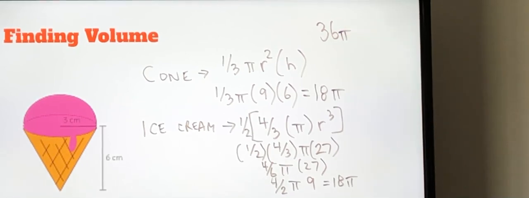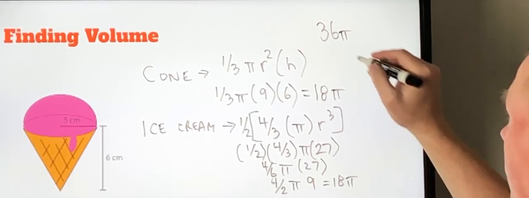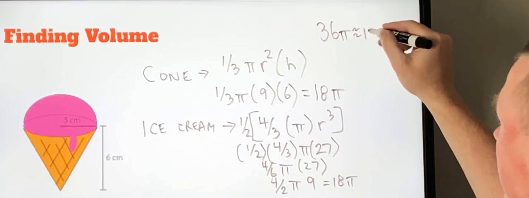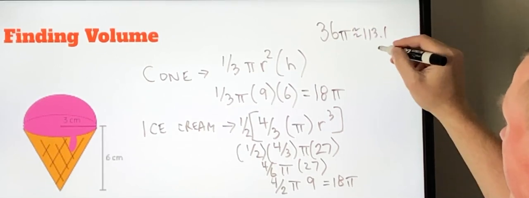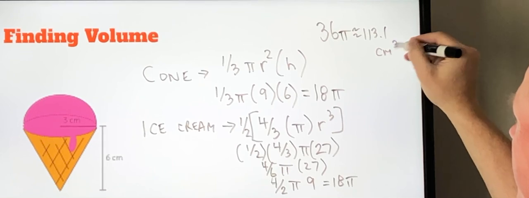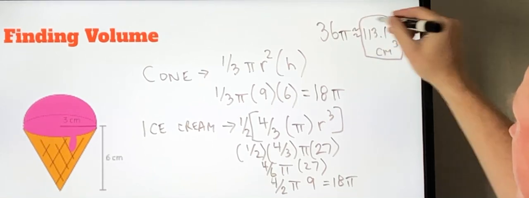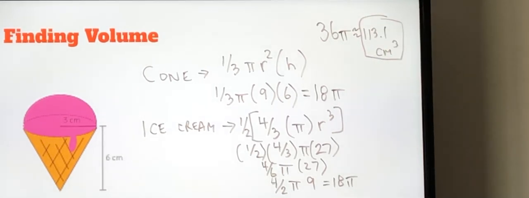And if I'm going to use my calculator, 36, I'm going to use the pi button. 113.1, and that's going to be centimeters cubed, which is basically the amount of ice cream that's in the cone, and then the top part of the ice cream that's above the cone.